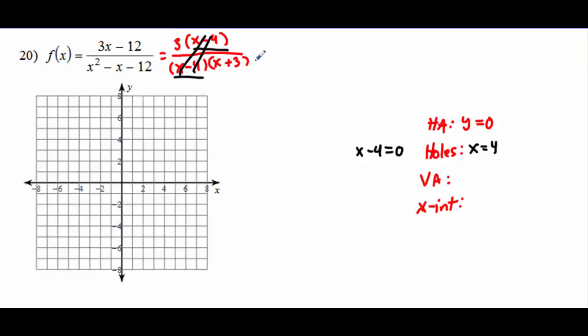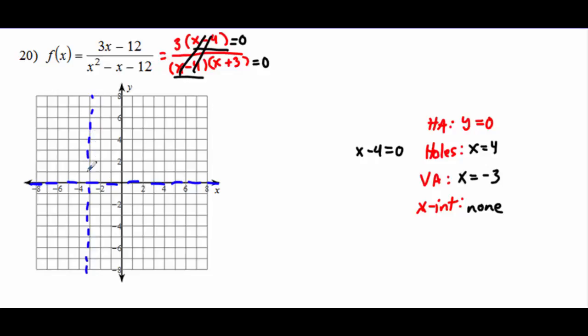Our vertical asymptote is where the bottom equals 0. So where does x plus 3 equal 0? It equals 0 at x equals -3. Our x-intercept is where the top equals 0. Since 3 can't equal 0, there are no x-intercepts. If I want to graph this, I probably will want to put it in my calculator at some point. But for now, I can draw my horizontal asymptote at y equals 0. I can draw my vertical asymptote at -3.